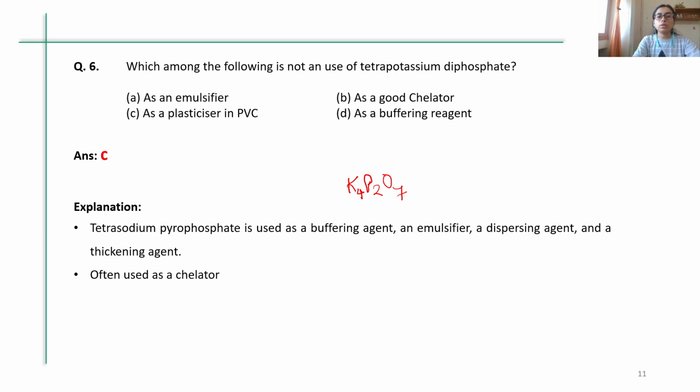K4P2O7. This is the tetrapotassium diphosphate. And this one can act as emulsifier. Emulsifier means the compounds which will help to mix two solvents of different polarities, one hydrophobic, one hydrophilic, like oil and water. So they will not mix. But if we use some compound which can act as an emulsifier, then oil and water will be mixed. For example, oil will have some hydrocarbon part, and your water is having hydrophilic part, right? So hydrocarbon is hydrophobic part, and in water hydrophilic part is present.